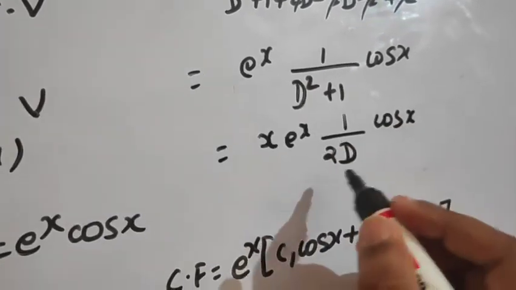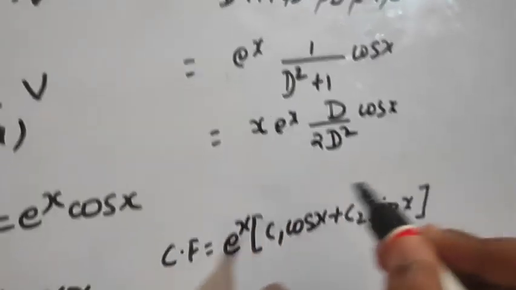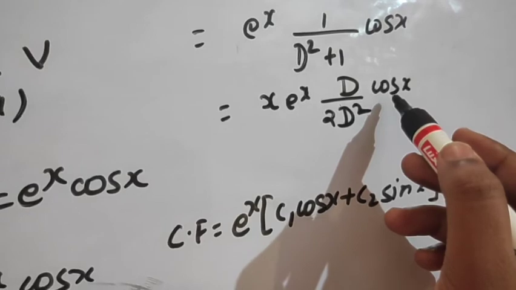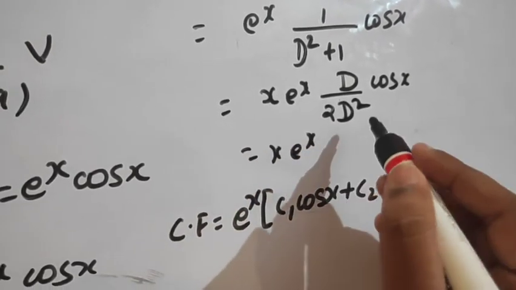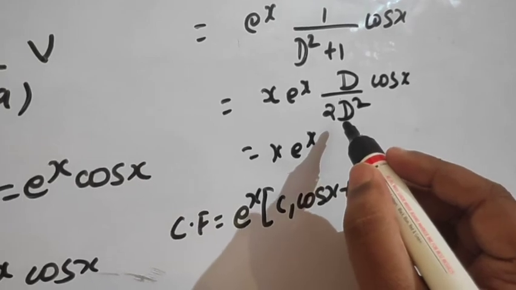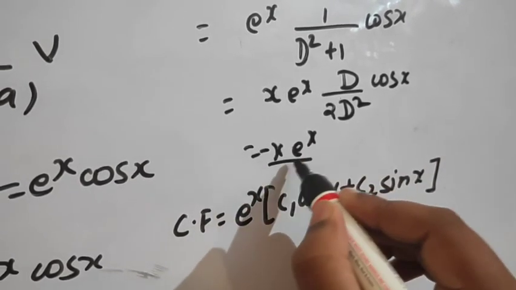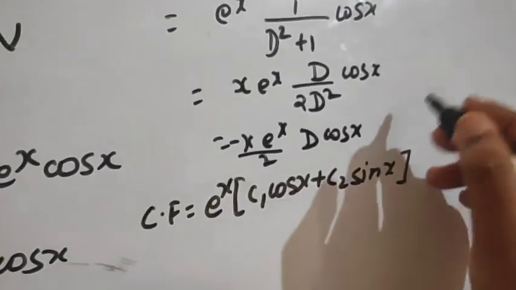Now this is not fine, so multiply this by d, in order to get d square again. Now replace this d square by minus 1. So x e power x, if you replace this by minus 1, you will get minus 1 by 2. So minus 1 by 2 outside, d of cos x. D of cos x is minus sin x.